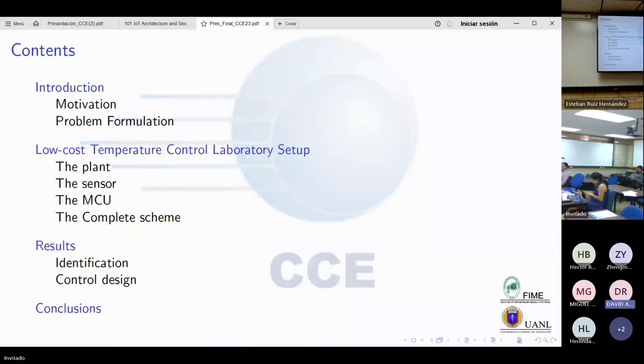And this is the contents. I divided this into three parts. The first is why we do it. The second one is the setup of this laboratory. And the third is results and conclusions. Next.